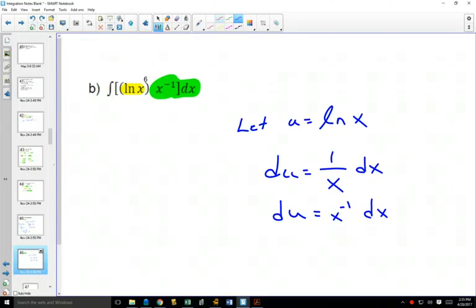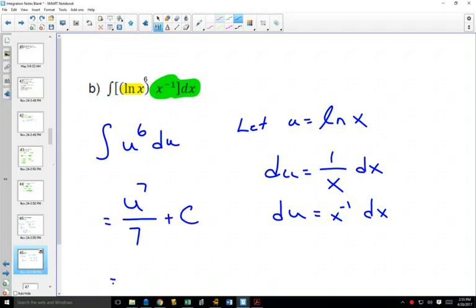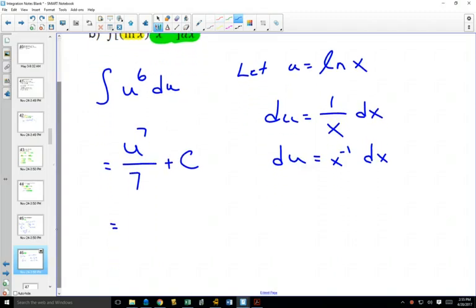And again, what started off looking really complicated with the substitution becomes really simple. So it's another one, add 1 to the exponent, divide, plus c. And so now we can substitute back.